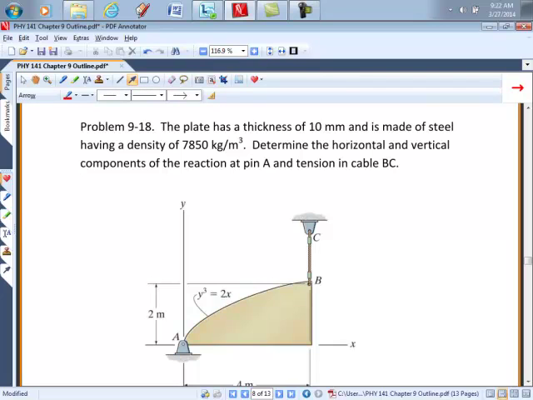The reactions at A, so there would be a hinge joint, it's going to be an X and a Y, but no moment. And the tension in the cable BC. And wherever the center of gravity is, there's going to be a weight.